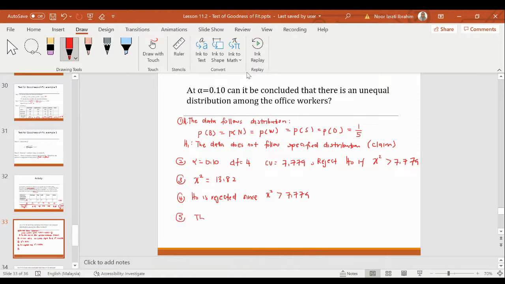Step 5, there is enough evidence to support H1. Therefore, we can conclude that there is an unequal distribution among the office workers.